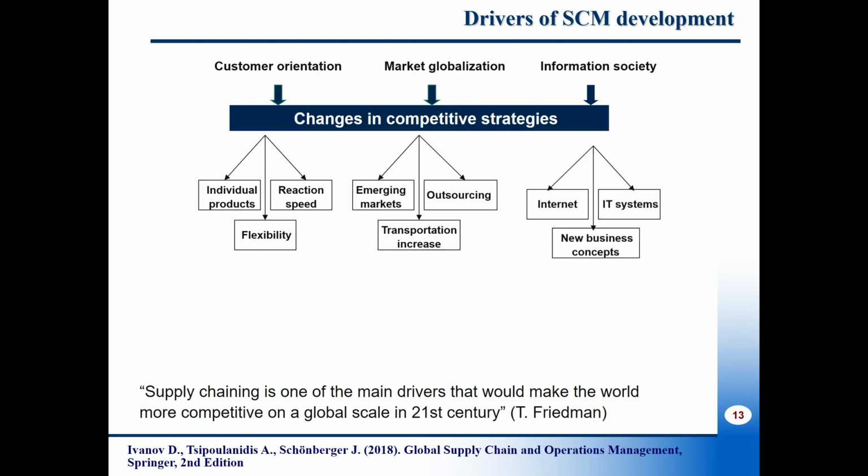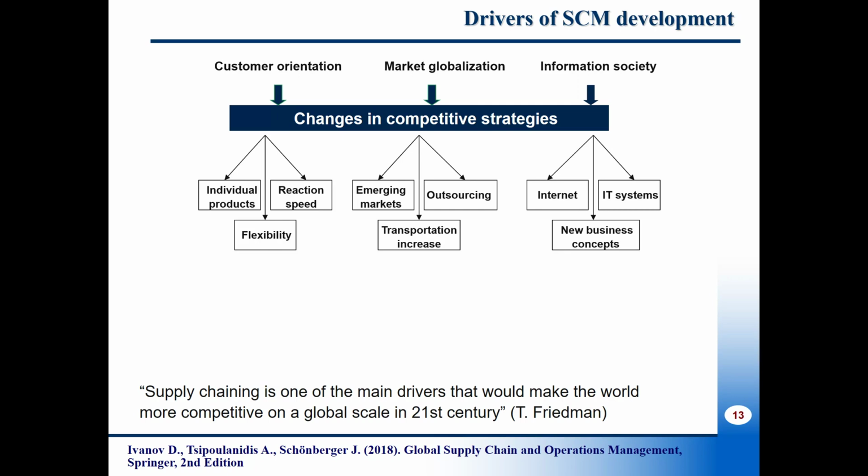And lastly, coming from information society, by the advent of the internet or IT systems with new business concepts that revolutionize industrial activities across the globe. That is some kind of place where supply chain management can be implemented, because in supply chain management, as we know from the previous slide, there are three kinds of flows. The first is material flows, and then financial flows, and finally information flows.